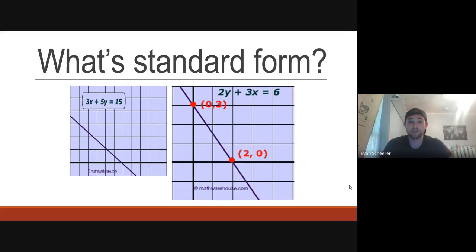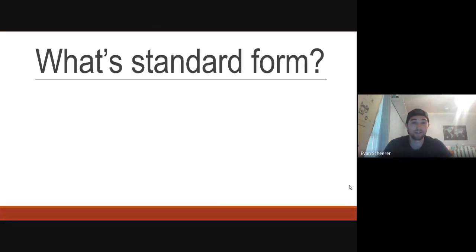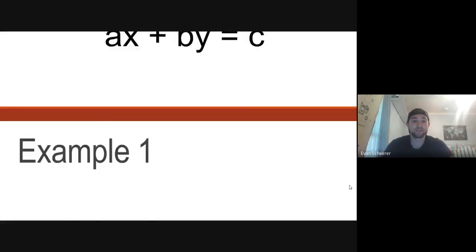3 times 0 is 0. 2 times 3 is 6, so 6 equals 6. 2 times 0 is 0, so 6 equals 6. They work, right? So standard form, ax plus by equals c.